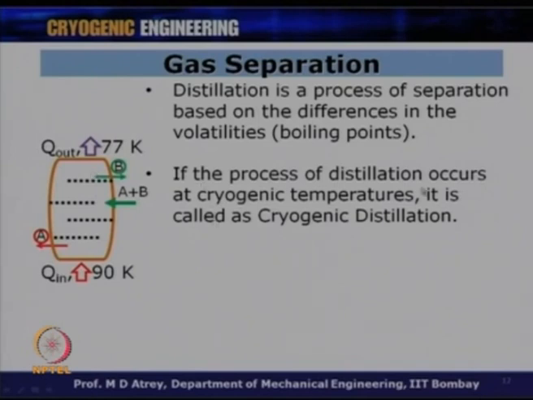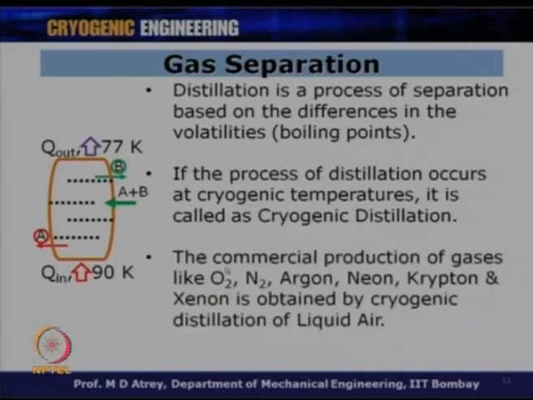If the process of distillation occurs at cryogenic temperature, this process is called cryogenic distillation. The commercial production of gases like oxygen, nitrogen, argon, neon, krypton and xenon is done by cryogenic distillation of liquid air. So, liquid air is actually the source of all these gases, and therefore, if you liquefy air, all these gases are in liquefied form in the mixture, and this mixture can be fed to the column, and according to the difference in the boiling points of these gases, they can be separated. And this is what we are going to see in the coming slides and coming lectures.